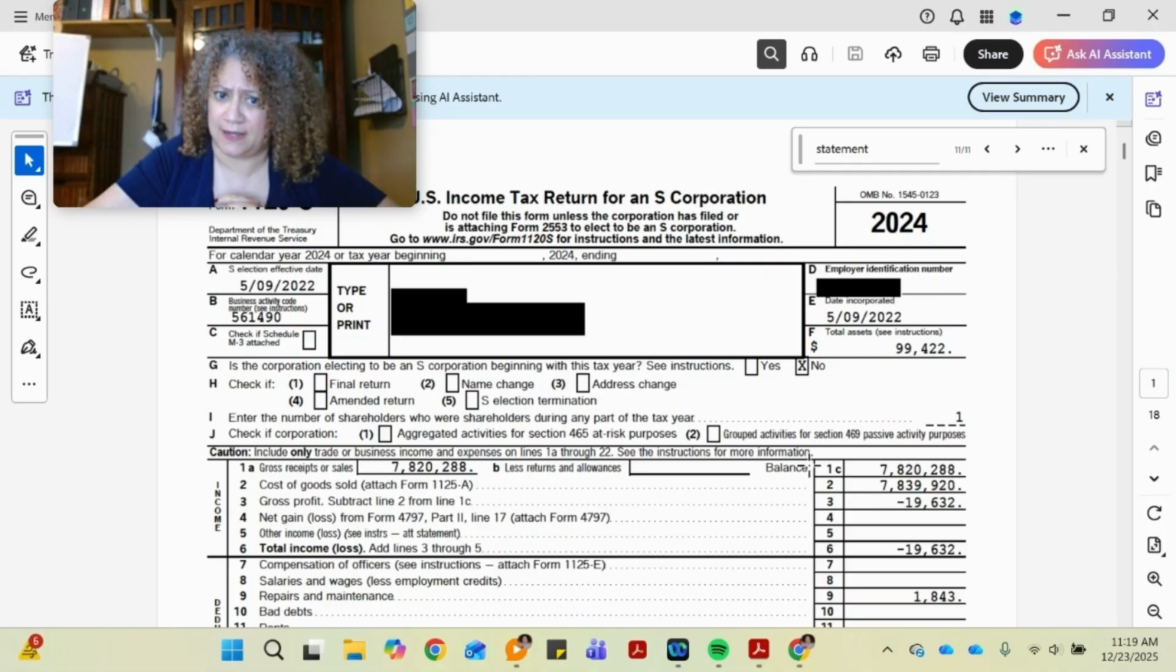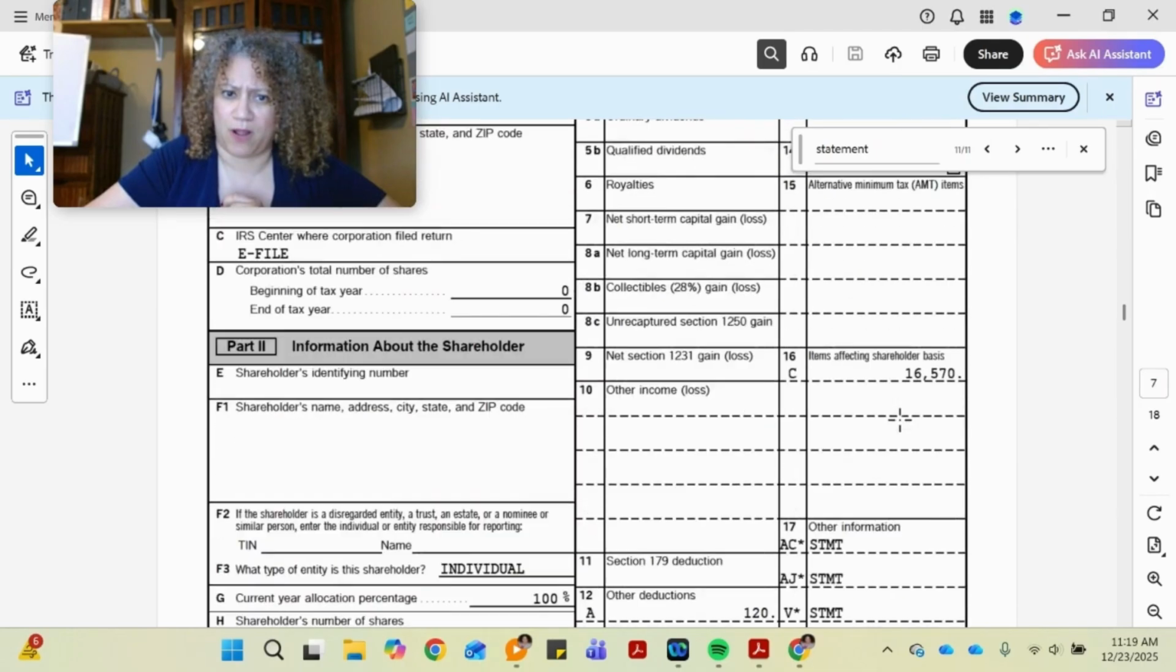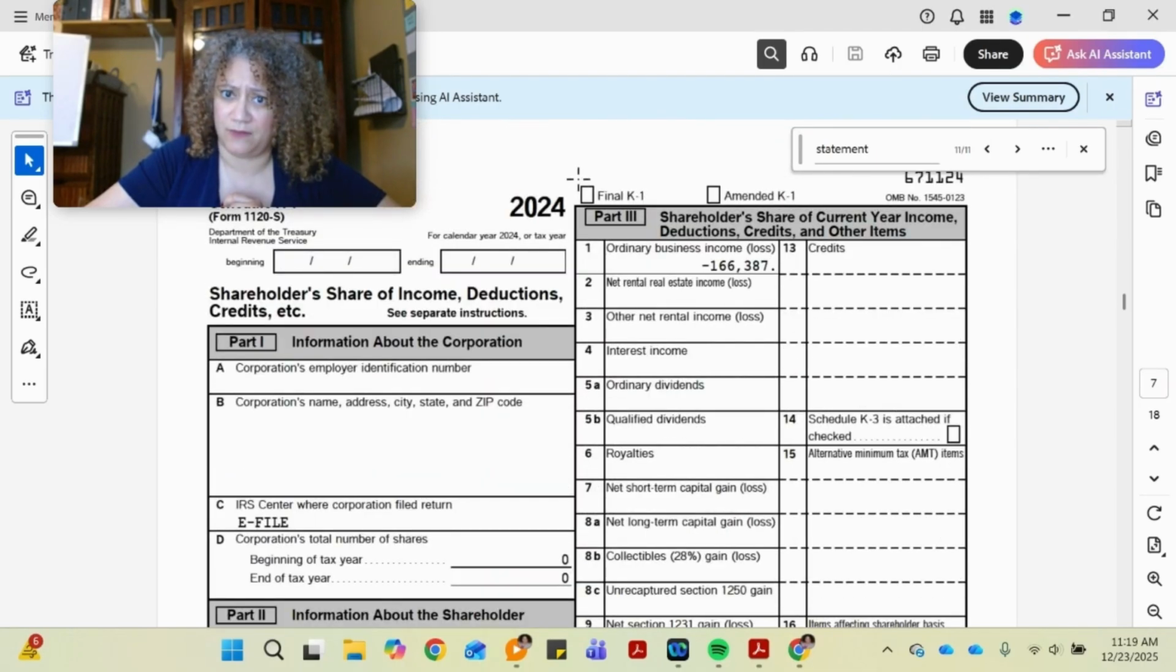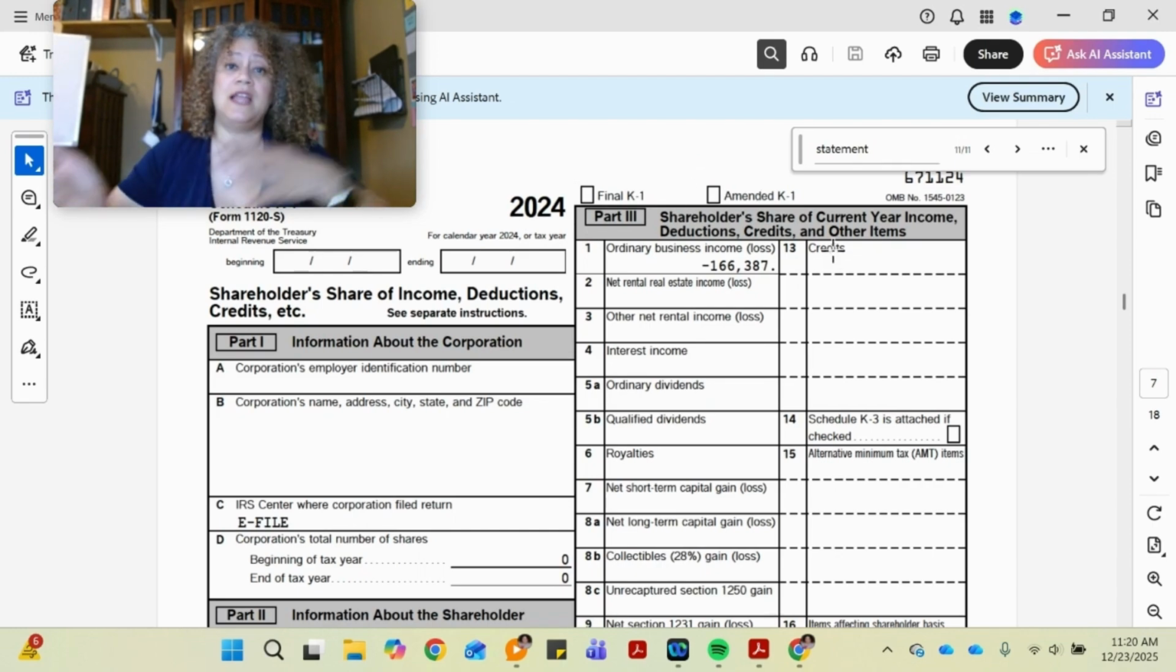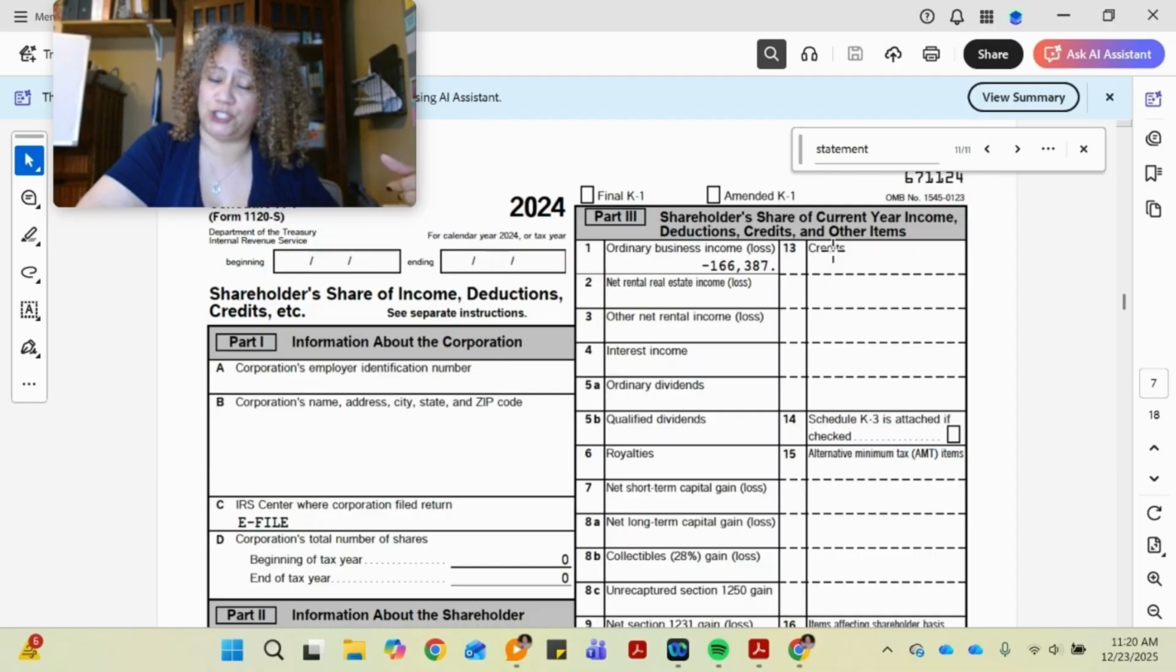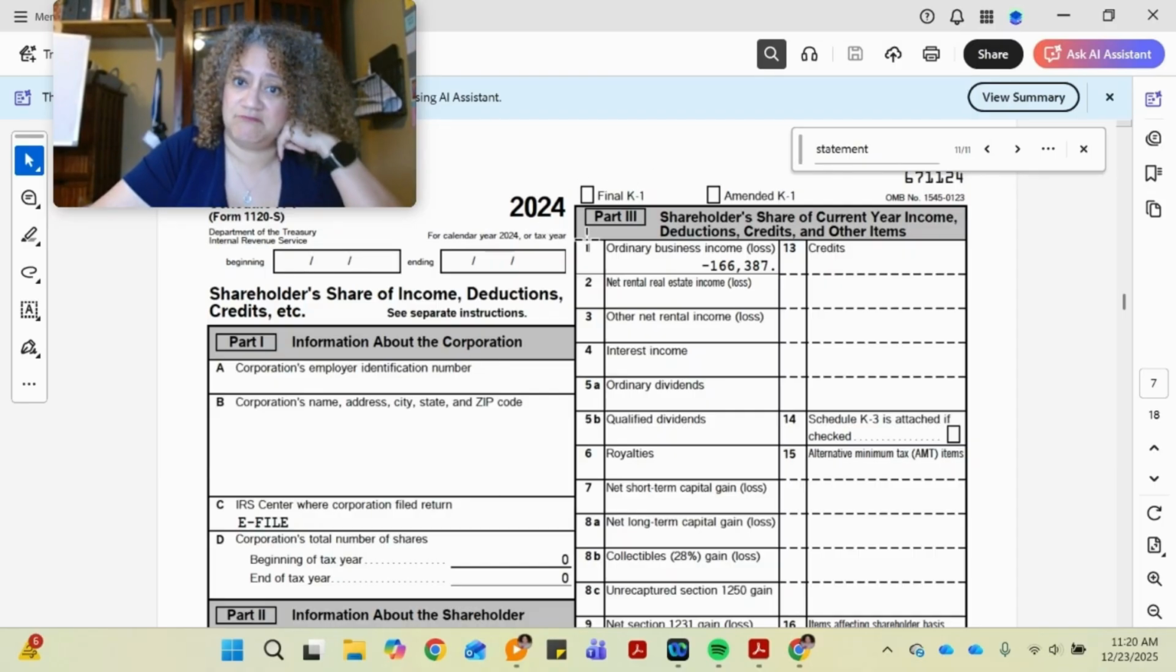Another thing to double check is if this was a final return right here. If it was marked final, then this is the end of this business. It doesn't really exist anymore, and so this loss is irrelevant. Same thing on the K1. There's a part here where they can mark final K1. If they had marked amended K1, the underwriter may say, hey, I want to see the original and why it was amended. What changed? But if final is marked, then all this loss stuff is irrelevant because this is the final tax return. This business is no longer going to exist.